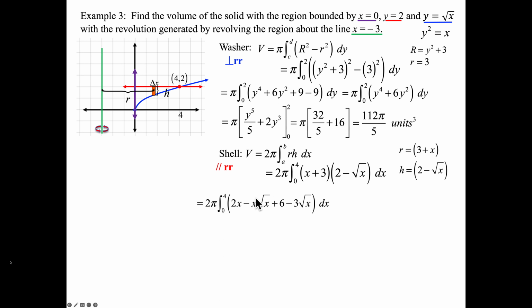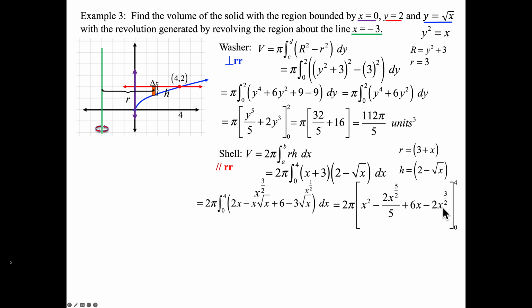Now, this is x to the 1st times x to the 1/2. This becomes x to the 3/2. This becomes minus 3 times x to the 1/2. So when we integrate this, we're going to get 2x squared over 2, or x squared. Add 1 to 3/2, that's x to the 5/2. Divide by 5/2 is multiplying by the reciprocal 2/5, plus 6x. Add 1 to 1/2, that's going to be 3/2, multiplied by its reciprocal 2/3. Well, the 3's cancel out, leaving me a 2.